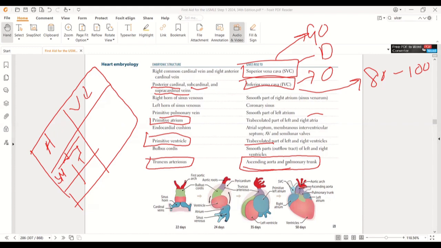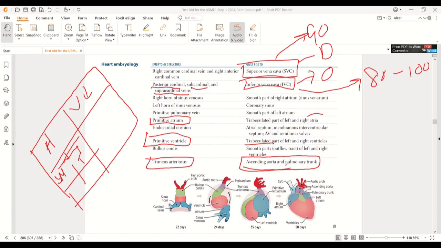What about the truncus arteriosus? Basically, the formation is impaired. The formation of what is impaired in truncus arteriosus? I think there's no migration of neural crest cells to the aorticopulmonary septum. So the first thing is the migration of the neural crest cells, and then the aorticopulmonary septum and the endocardial cushion.